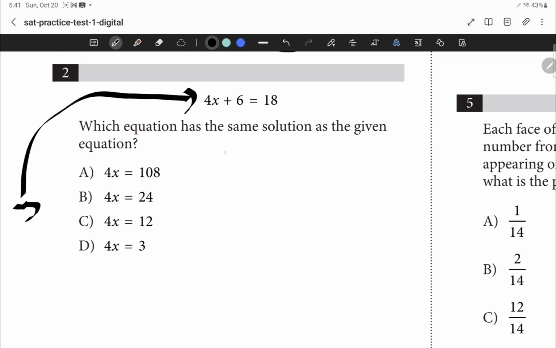So let's go ahead and solve this one first. We have 4x plus 6 equals 18. Whenever you're solving for x, which I didn't say last time, you want to leave the x alone.